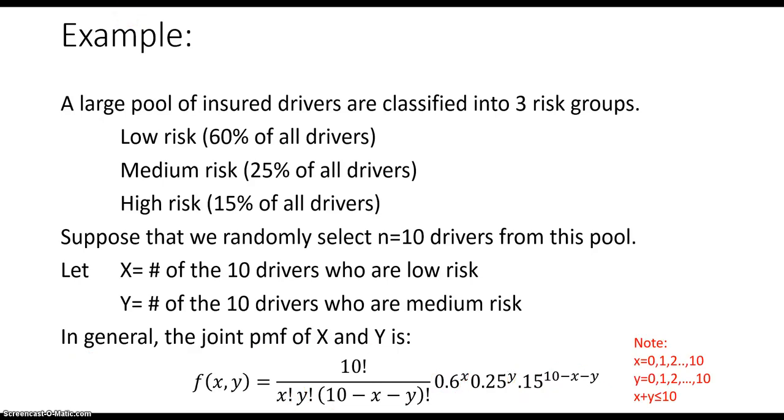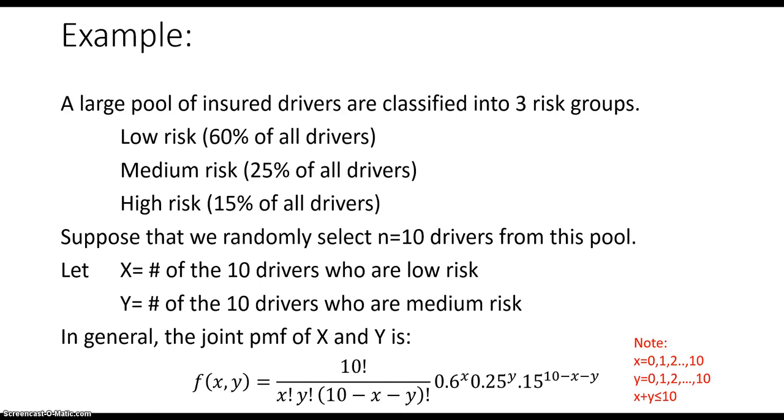Now note that x can take any value from 0 up to 10. We could have up to 10 low-risk drivers chosen randomly. Y could take any value from 0 medium risk up to 10 medium risk drivers. But we have the restriction that since we have a total of 10 drivers, x plus y, the total number of low and medium risk drivers, couldn't be more than 10. So our support is indicated by those bounds.